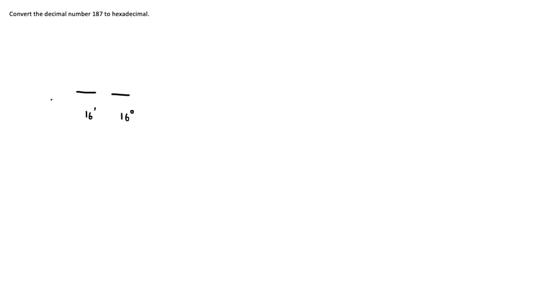So what is the next step then? The next step is we need to determine how many times 16 goes into 187 without going over. So let's try that. 16 times 10, I know that's 160. 16 times 11 is 176, and 16 times 12 is going to be 192.